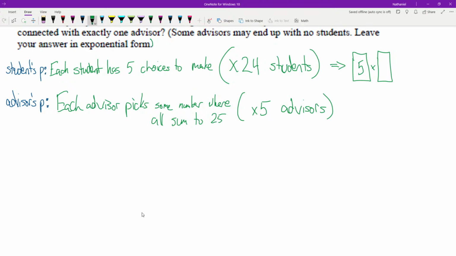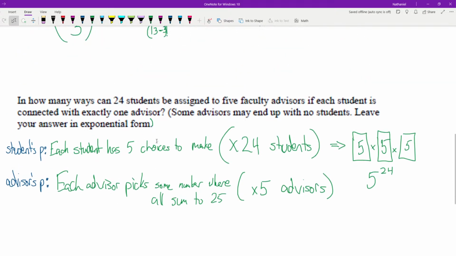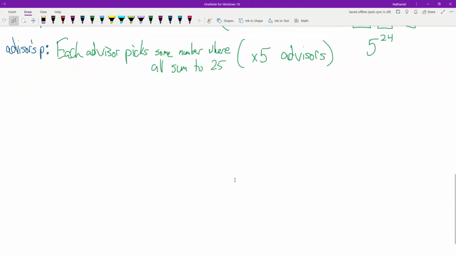Lucky. But regardless, each one of them is just going to have 5 choices, and there's going to be 24 of them, so it will be 5 to the power of 24. It's a little simpler than it looks, and there's also a strong hint in this question. Answer in exponential form. Okay.